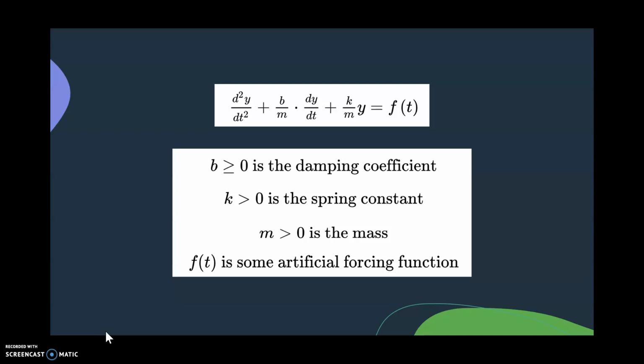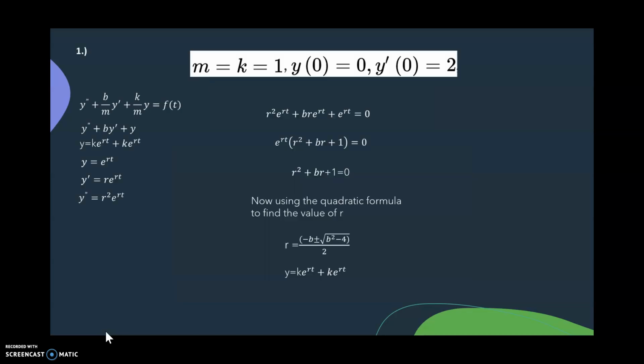Now we'll be looking at the variables for this equation. b is the damping coefficient, and that has to be greater than or equal to 0. k is the spring constant, and that has to be greater than 0. m is the mass, and that has to be greater than 0. f of t is some artificial forcing function.